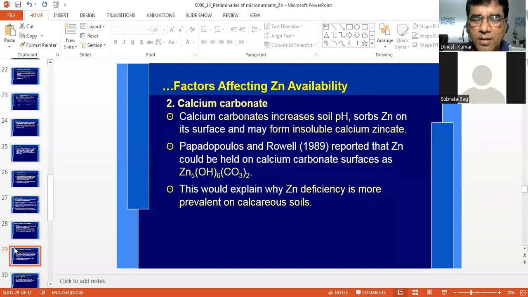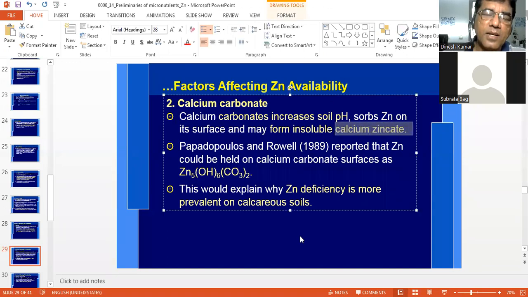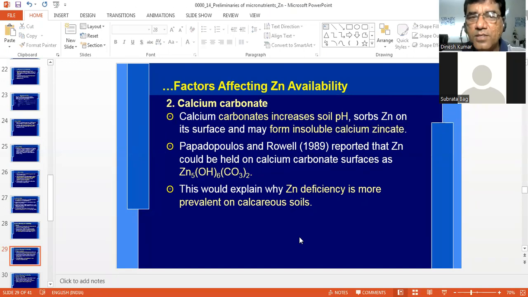Number one was pH. Number two is calcium carbonate content in soil. Calcium carbonate increases soil pH, sorbs zinc on its surface and may form insoluble calcium zincate. So as the calcium carbonate levels are high, zinc availability is reduced. This would explain why zinc deficiency is more prevalent in calcareous soils, because calcareous soils contain a lot of calcium carbonate, which makes calcium zincate. Therefore, availability decreases.